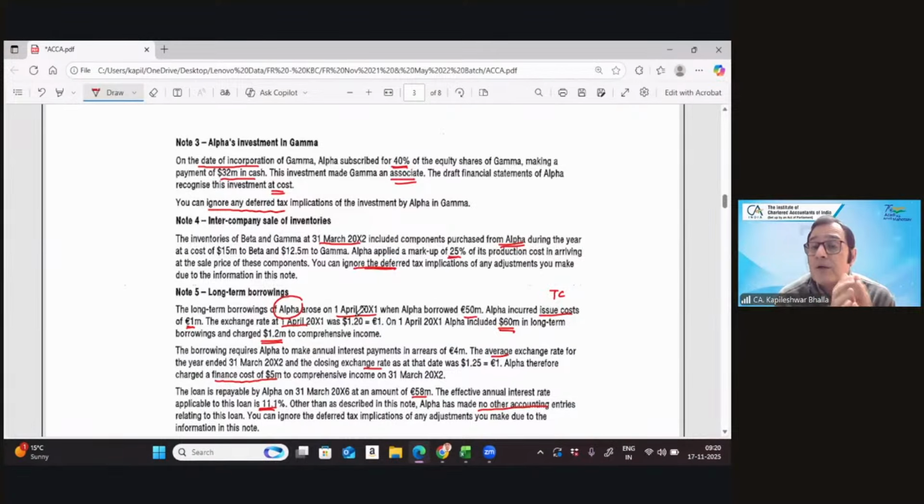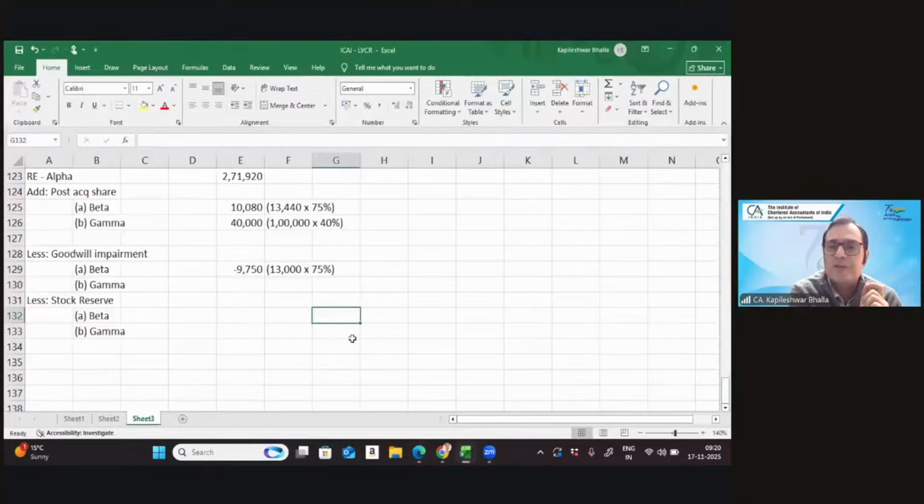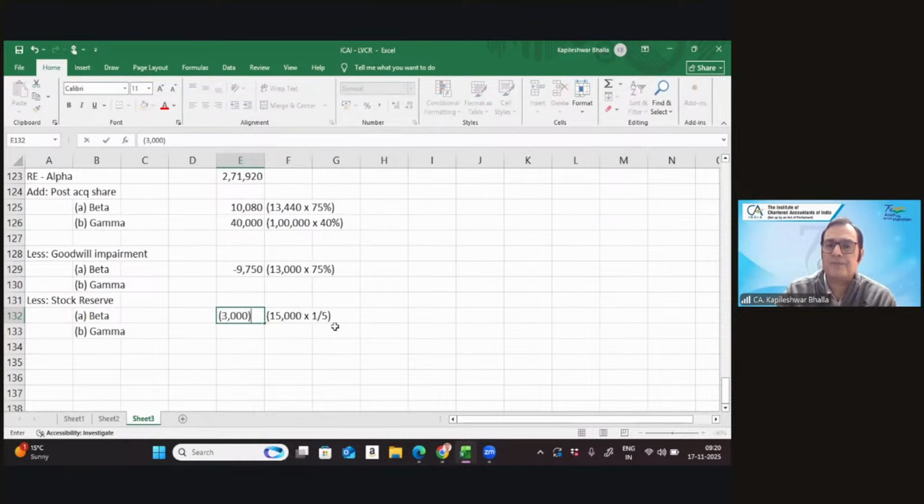Can I say if this is the cost to the buyer, it is supposed to be what? The selling price. Alpha takes a markup of 25% on cost in arriving at the selling price. So 1/4 on cost, 1/5 on sale. So on 15,000, we need 1/5. The unsold goods are 15,000 into 1/5. That I think works out at 3,000.